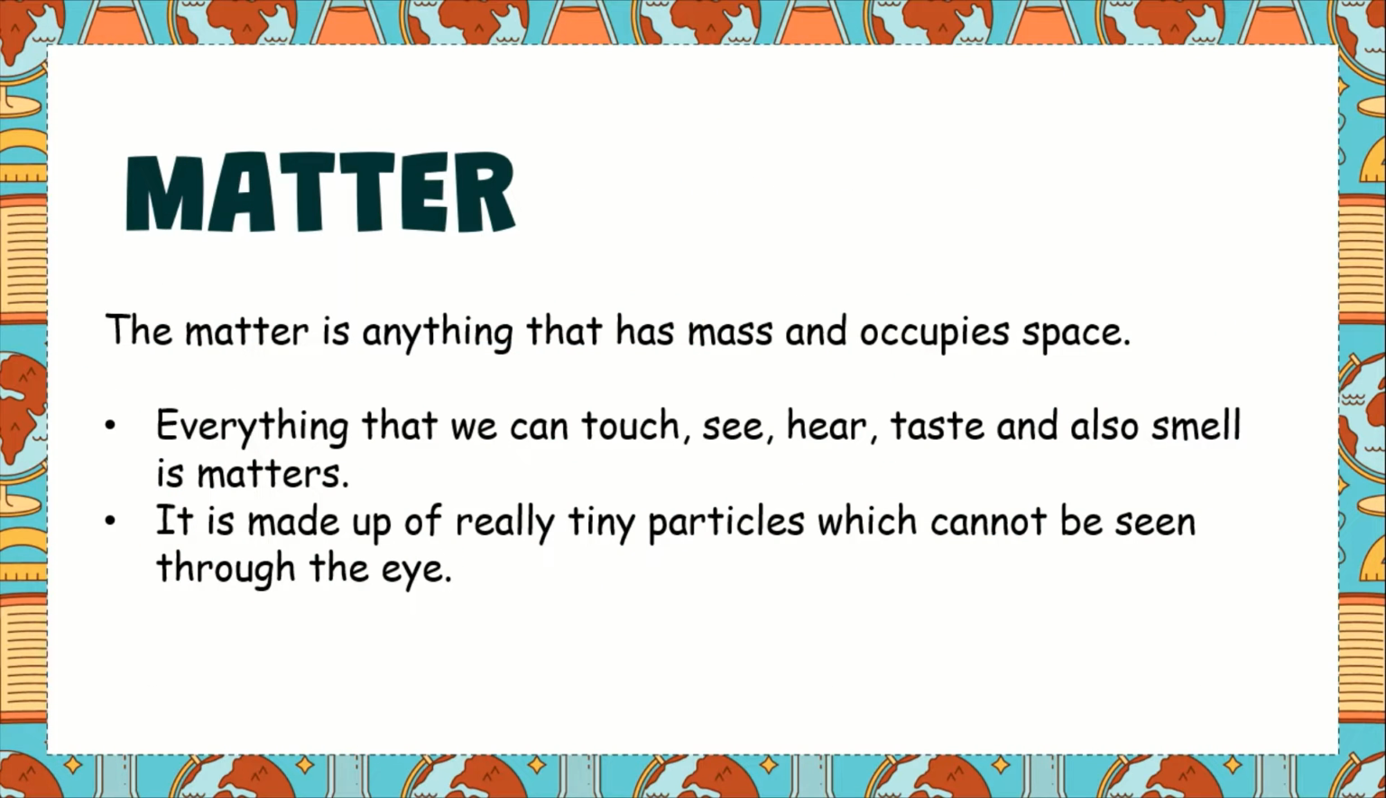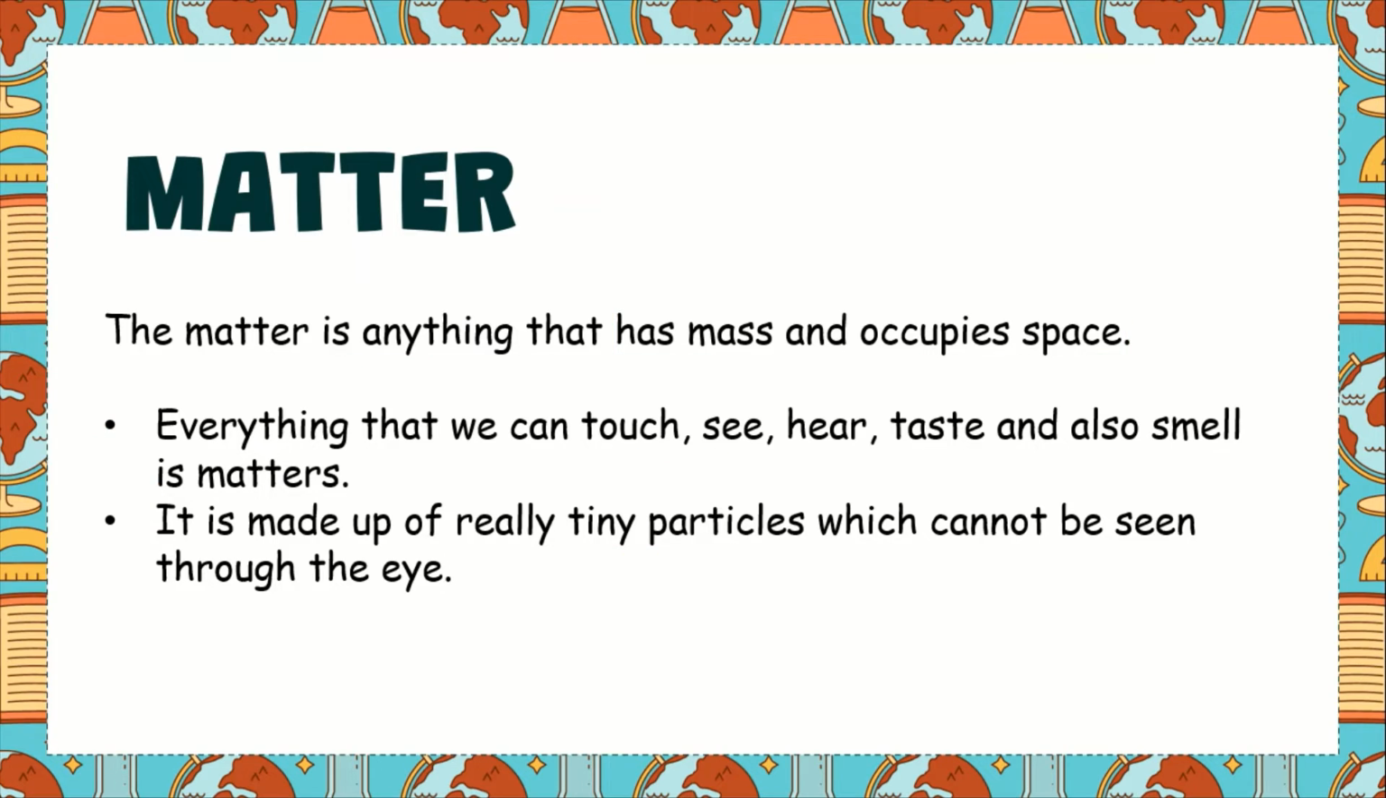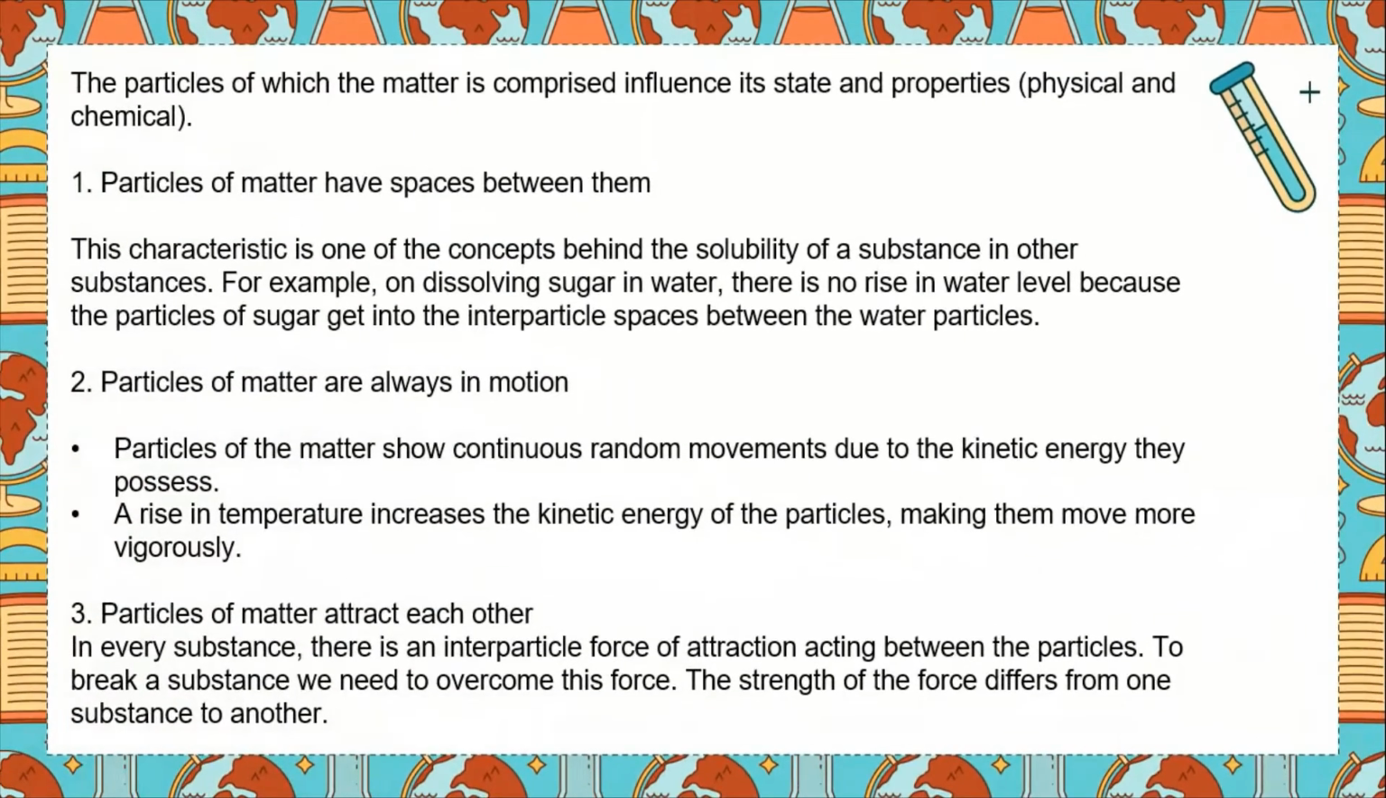What is matter? Matter is anything that has mass and occupies space. Everything that we can touch, see, hear, taste, and also smell is matter. Second, it is made up of really tiny particles which cannot be seen with the eye. The particles of which matter is comprised influence its states and properties, physical and chemical.